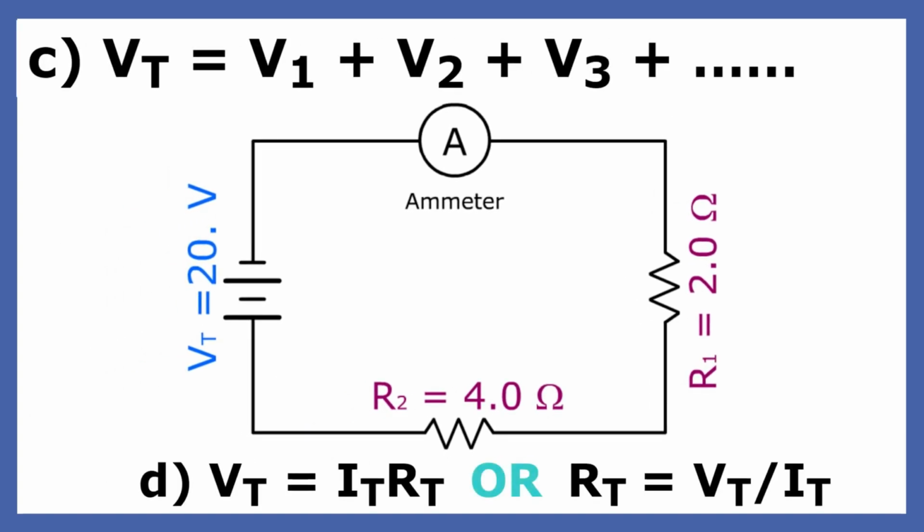The source voltage in a series circuit is equal to the sum of the voltage drops in the resistors. We can also find the total voltage using the total current and Ohm's law, R equals V over I.